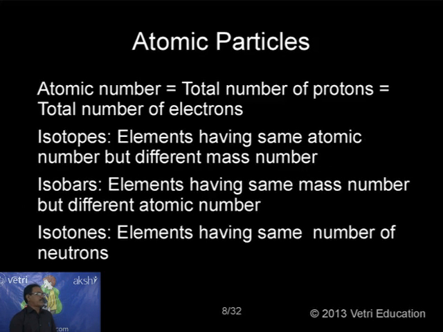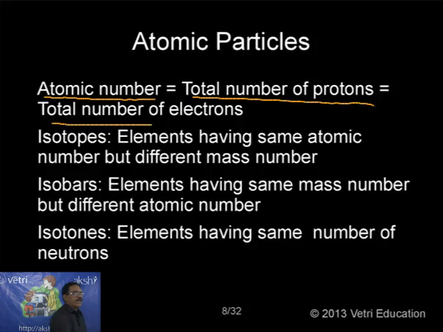Just before entering another theory, I want to mention atomic number, which we mostly introduce. We know that the total number of protons is equal to the total number of electrons. So in this case, now we have three pieces of information. One is isotopes. What are the isotopes?